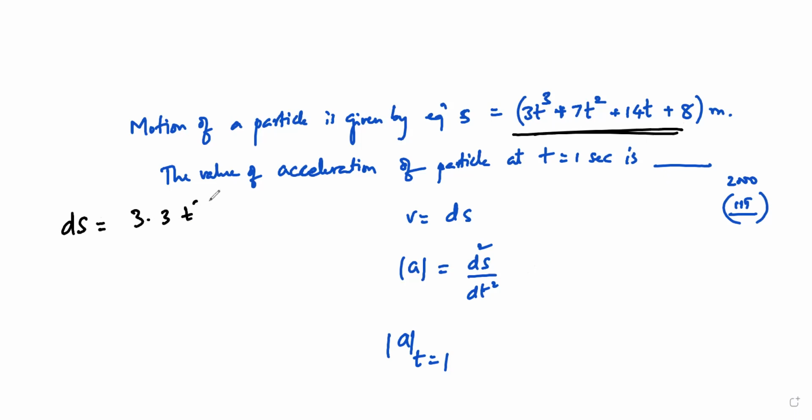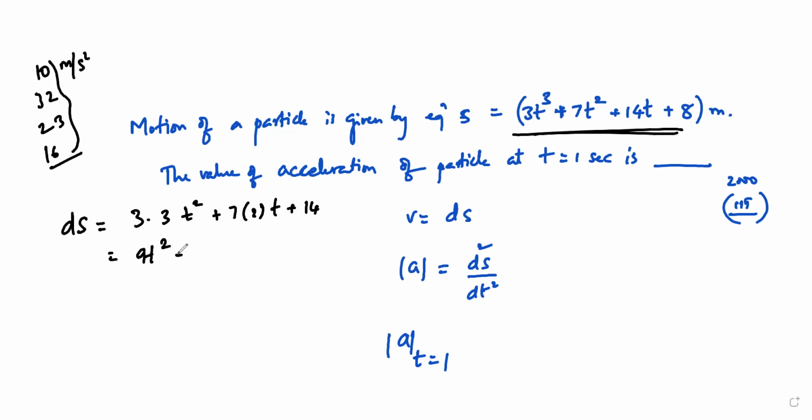3 into 3t square. I'll give you the options: 10, 32, 23, and 16 meters per second square. So 3 into 3t square plus 7 into 2t plus 14. So that will be 9t square plus 14t plus 14, which is ds by dt.